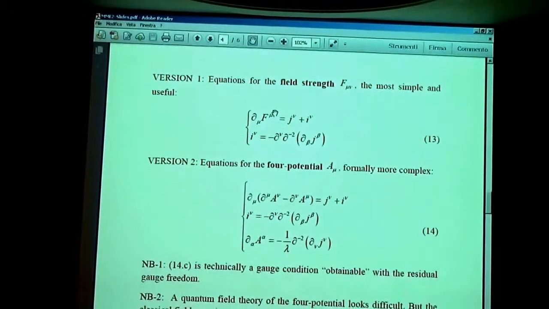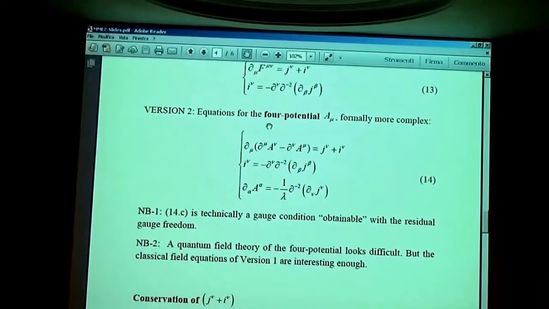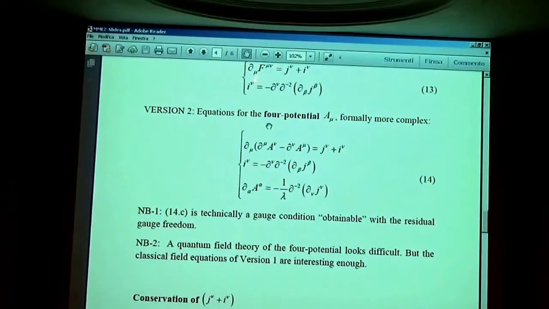If we want to write another version for the four-potential, that becomes more complicated. Because for the four-potential, it's the same as before, then you just expand the field strength, and you have to add the equation I had above for the divergence of the four-potential, which is a sort of fixed gauge condition, a very complicated gauge condition. It's an obtainable gauge condition, but it is quite complicated. So the quantum version of this theory, in quantum field theory, looks very complicated. If you want to quantize it and promote the A field to a quantum operator, it looks very complicated. It seems to me that the classical equations are interesting enough.